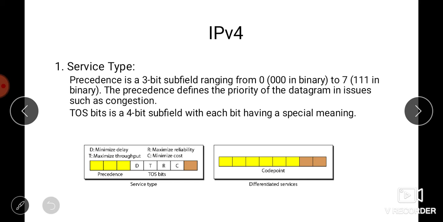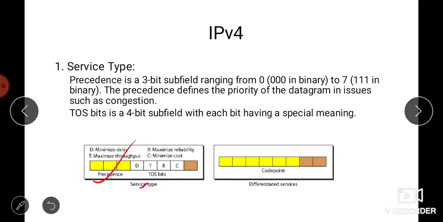Congestion basically means data traffic. When there is a traffic of data, the router has to discard some of the packets. Which packet should be given priority, meaning which packet should it pass, is decided by the priority of the packet. That priority is decided by this precedence field, the 3-bit subfield. And the TOS is a 4-bit subfield with each bit having a special meaning.